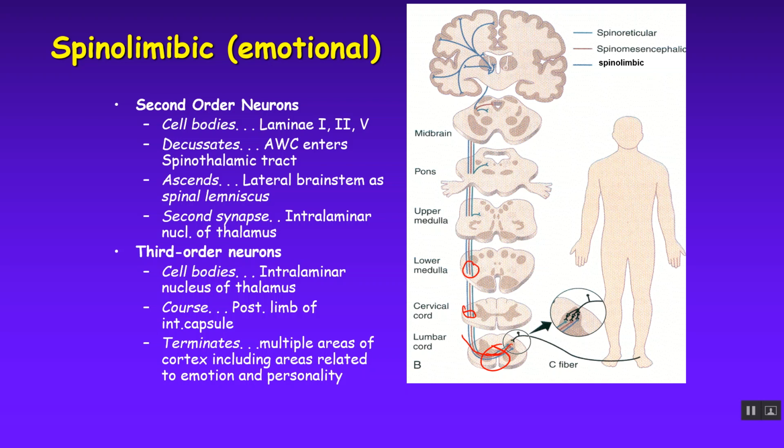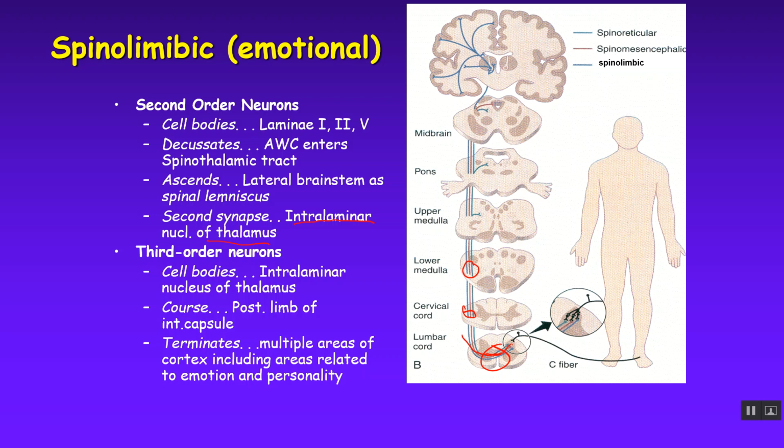Once it gets to the brainstem, it's called the spinal lemniscus. It's part of the spinal lemniscus, just like the spinothalamic tract. The spinal limbic, or emotional, tract does go to the thalamus, because this is the one that goes to the cortex, but it goes to a little bit different region. It goes to the intralaminar nucleus of the thalamus, instead of the VPL.